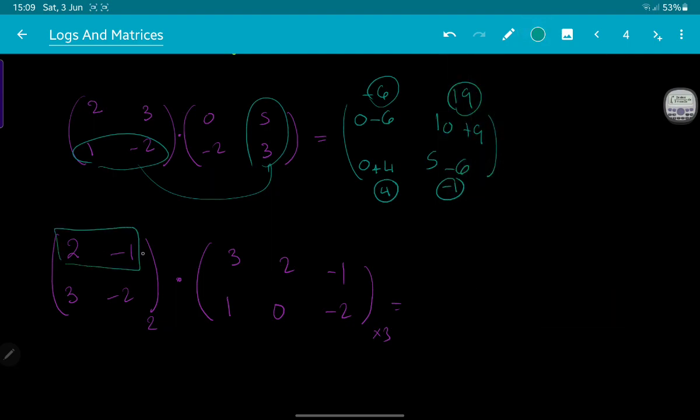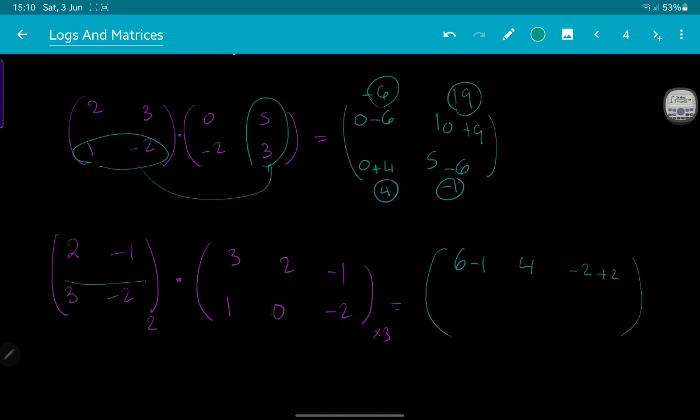The first row by the first column, then the second column, then the third column. Let's do this together. 2 times 3, 6. Negative 1 times 1, negative 1. Second: 2 times 2, 4. Negative 1 times 0 is 0. The third one: 2 times negative 1, negative 2. Negative 1 times negative 2, positive 2. Okay, we have finished the first row.